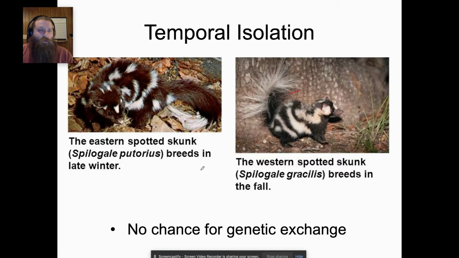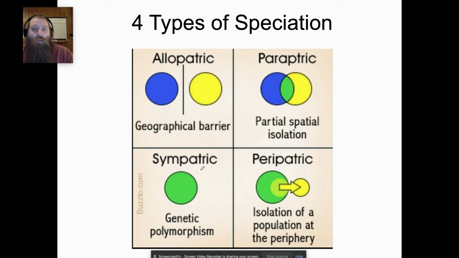So since they don't breed at the same time, those differences are likely to increase. They are isolated by the time that they breed. Now, there's 4 kinds of speciation that can occur based on these isolation events. There's allopatric speciation, which occurs when there's a geographical barrier. There's parapatric speciation, which comes from spatial isolation that is partial.